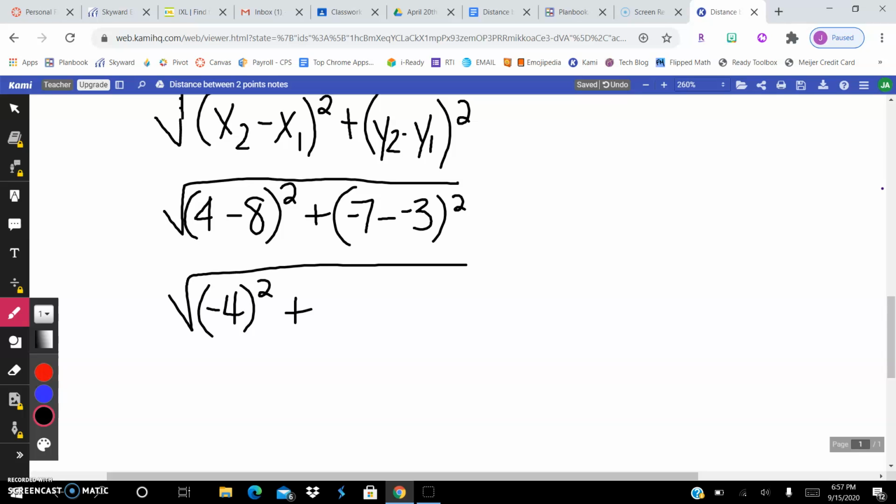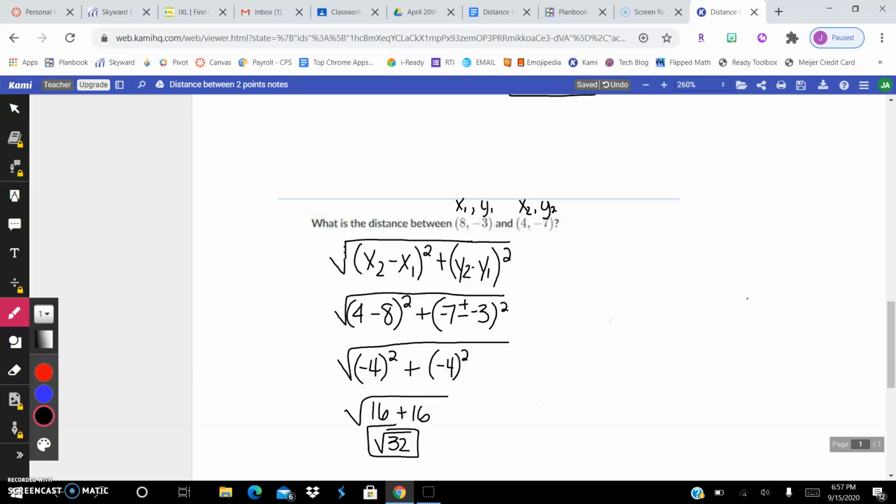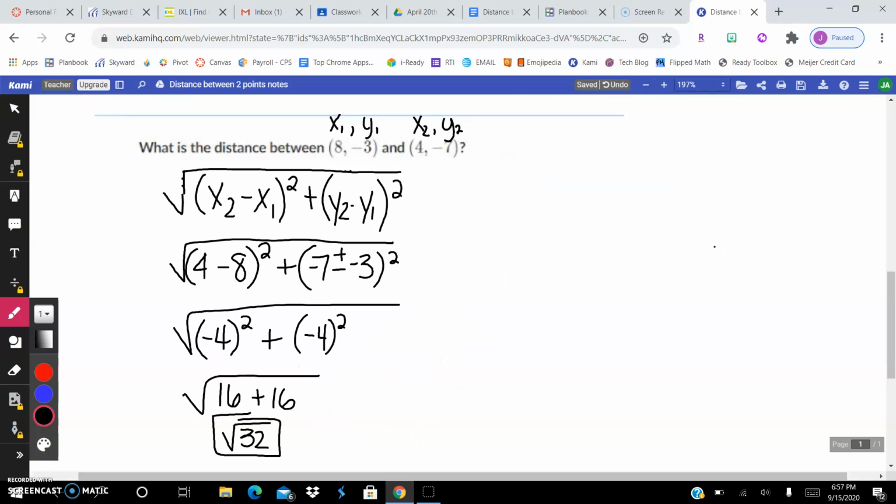And then a negative 7 minus a negative 3. Well, minus a negative is going to actually be a plus. So negative 7 plus 3 would be a negative 4. Okay. Negative 4 squared would be 16. Negative 4 times negative 4 is positive 16. So both of them are 16. And then 16 plus 16 is the square root of 32. 32 is not a prime number, so we can leave it like that. Square root of 32 is the distance between those 2 points.